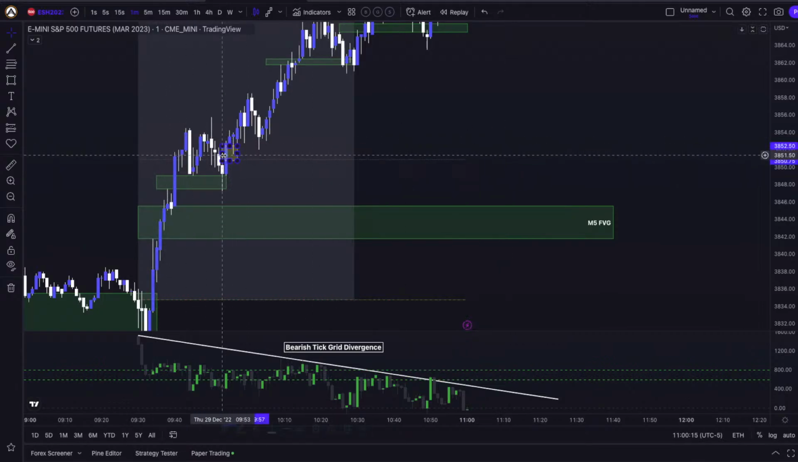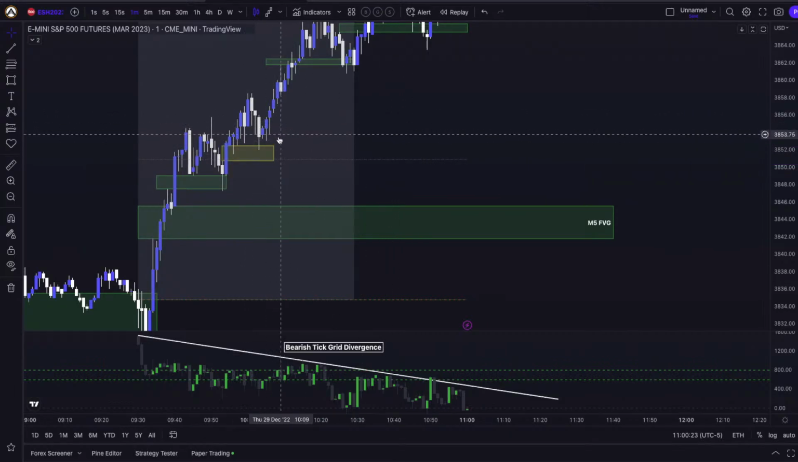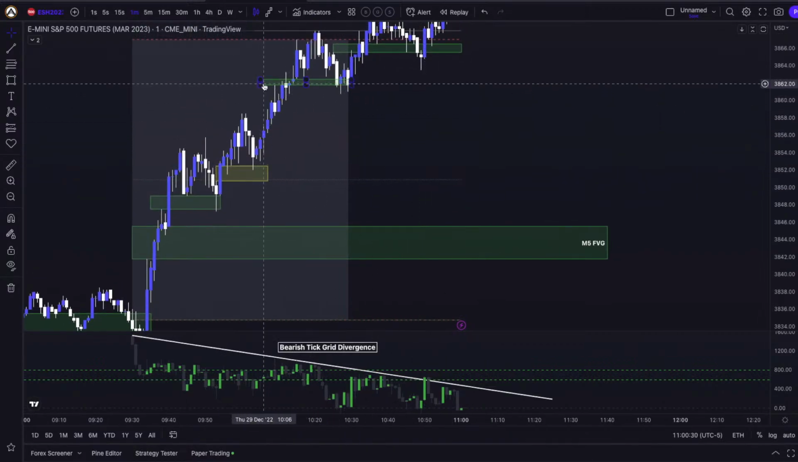This could have been a potential entry, so you don't have to enter right here on the close of this candle. You can actually enter somewhere inside this fair value gap, where you also received another opportunity to enter right here if you joined late to the party, basically. Hang on, let me redraw this.